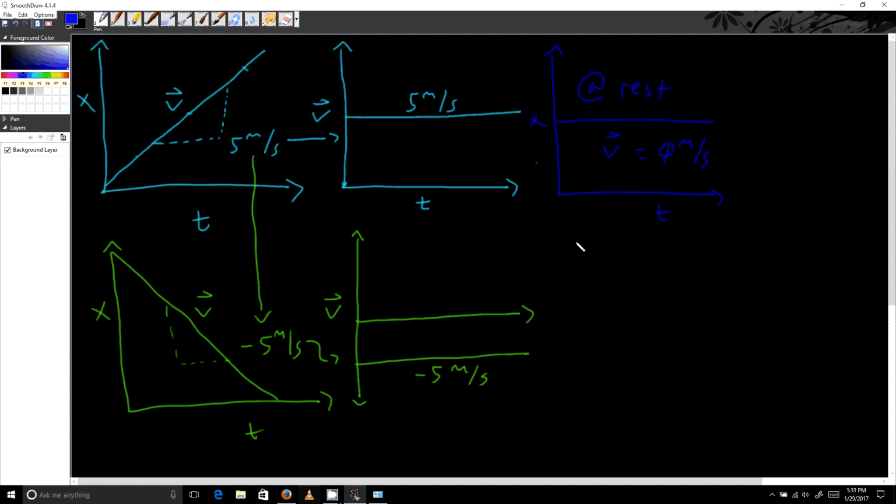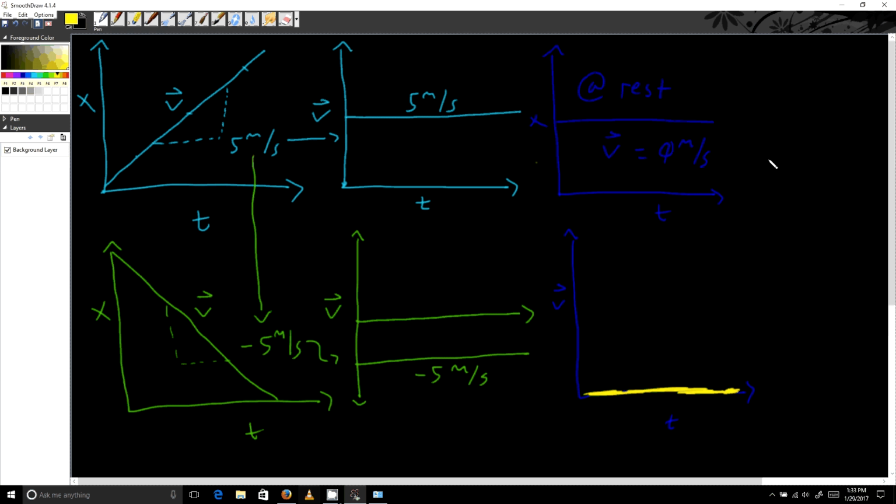So if I were to sketch a velocity time graph for this one, I'm going to draw it below here so we can keep it all on the same screen. Then I'm just graphing the number 0. So I just sort of scribble over the axis to show that I'm at 0.